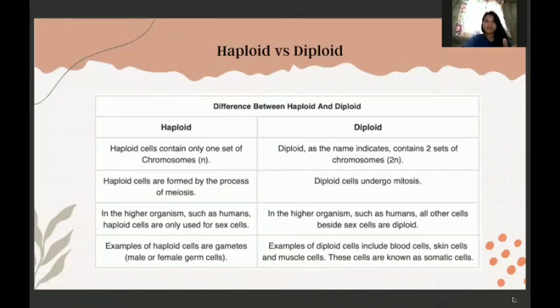The main difference between haploid and diploid cells is how they reproduce. Haploid cells are formed through meiosis, and diploid cells undergo mitosis. Humans and most other mammals are diploid organisms. The major differences are summarized below. You can use the chart for future reference and to easily understand the difference between haploid and diploid cells.